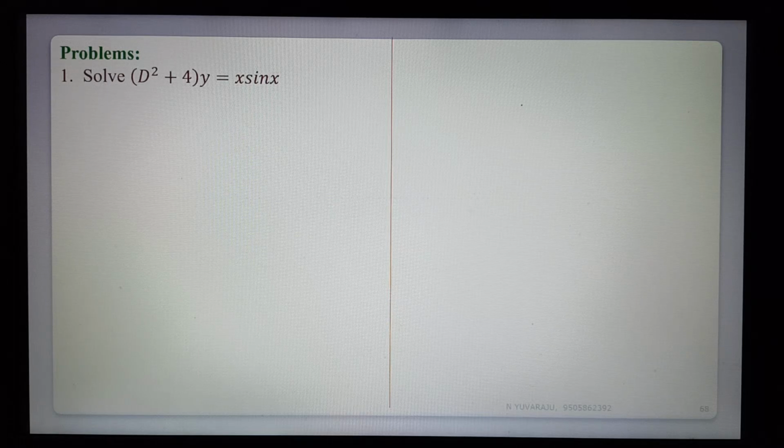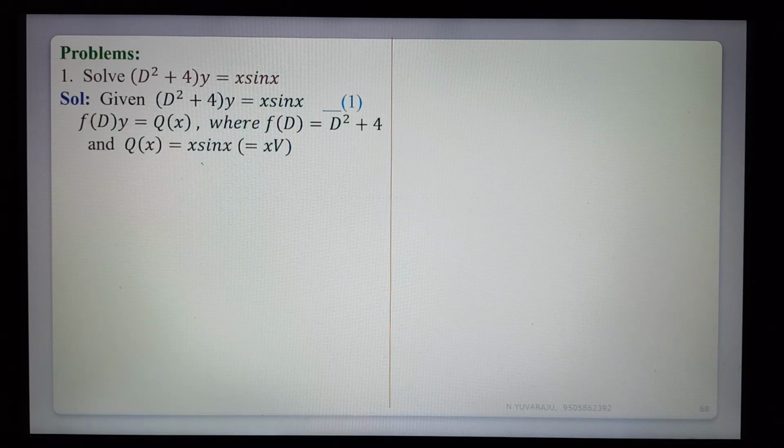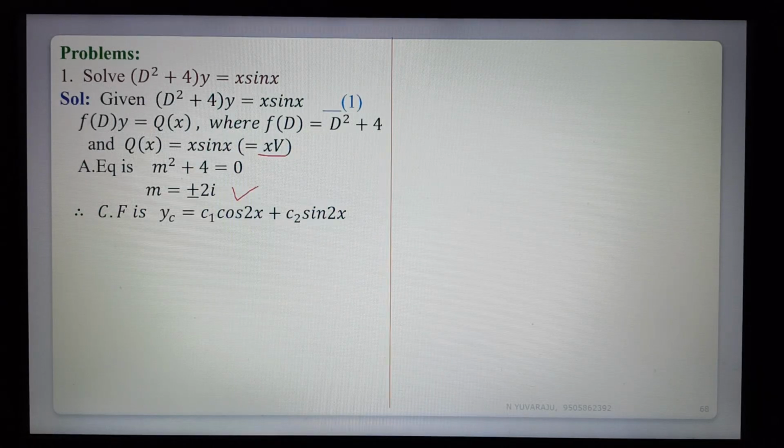First example: (D² + 4)y = x sin x. So f(D)y = Q(x), where f(D) = D² + 4 and Q(x) = x sin x, which is in x·V form. First finding the auxiliary equation and taking the roots, m = ±2i. Therefore the complementary function is c1 cos 2x + c2 sin 2x.